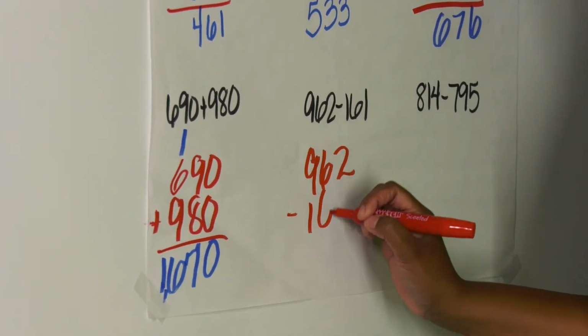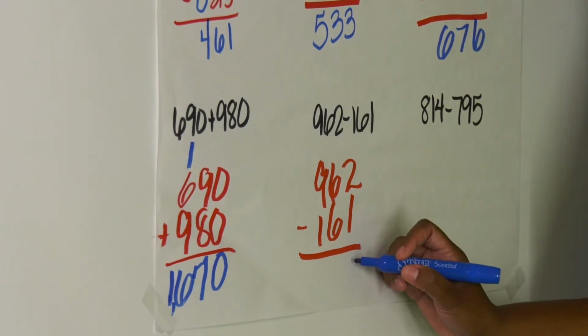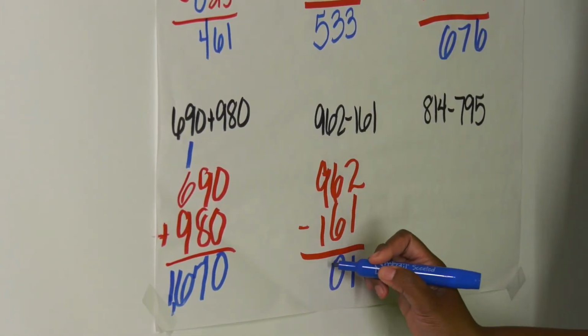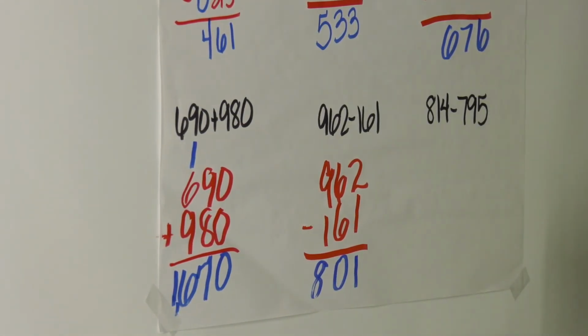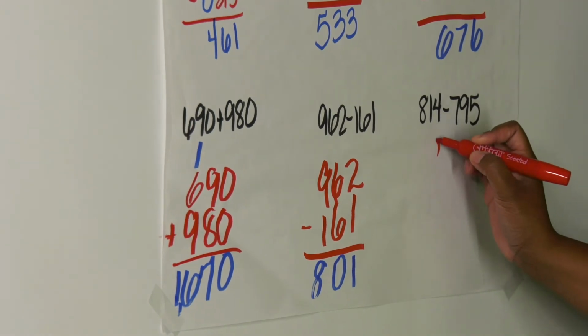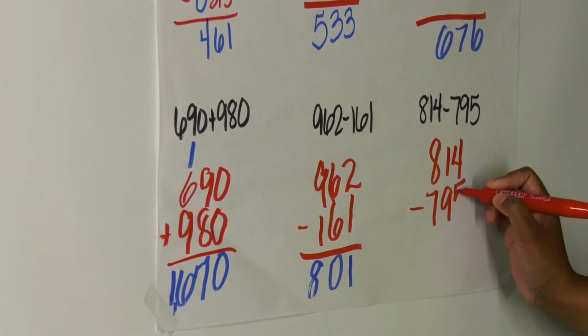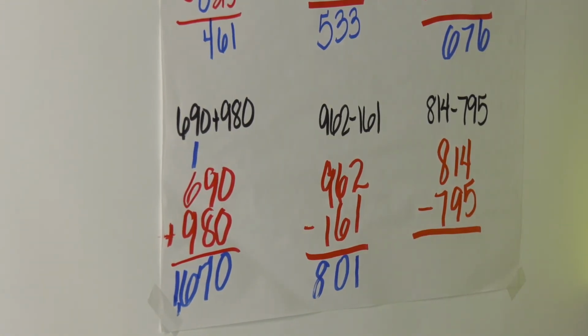Minus 161. 2 minus 1 is 1. 6 minus 6 is 0. And 9 minus 1 is 8. And lastly, 814 minus 795. Now here's where we're practicing a little bit of regrouping.